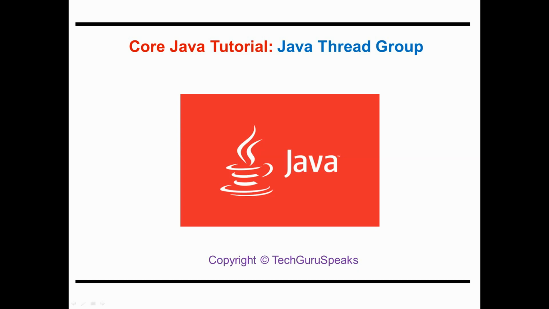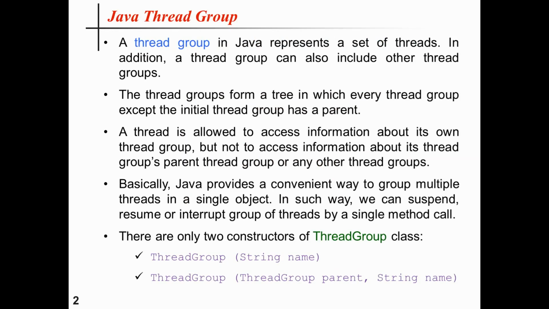Today I would like to describe one of the important features of Java multi-threaded programming, and that is Java thread group. A thread group in Java basically represents a set of threads. In addition, a thread group can also include other thread groups.